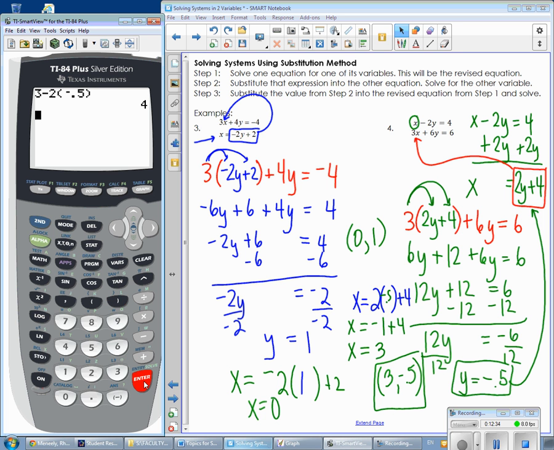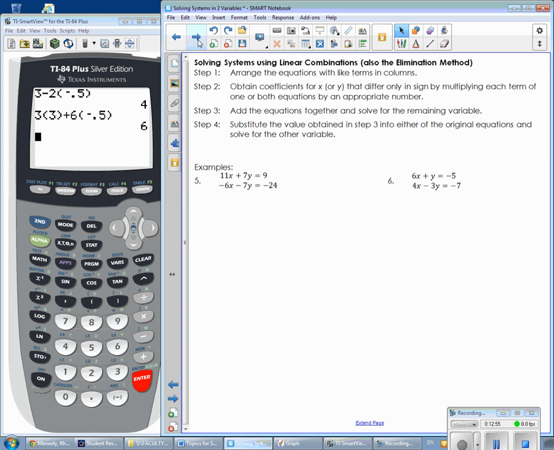For the second equation, I'm going to take 3 times 3, which is my x value, plus 6 times my y value, which we said is negative 0.5. And when I press enter, it should be 6. And it is. So I know I solved this system correctly. The last method is what we call the linear combination method.